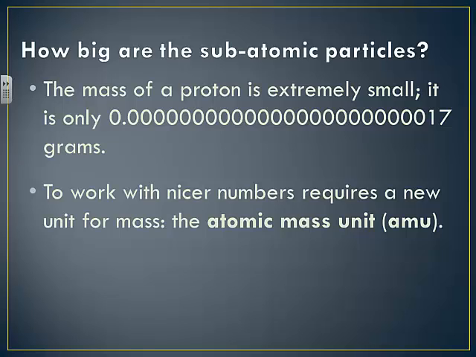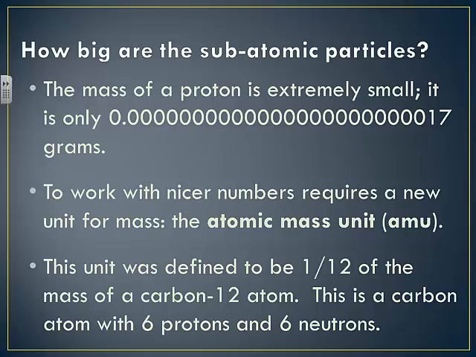The mass of a proton is very small. It's that number there, which is 1.7 times 10 to the negative 24 of a single gram. So it's extremely small. To work with a nicer number, we're not going to work with grams when we talk about atoms. We need a different unit, so we're going to use the atomic mass unit. That's abbreviated AMU. This unit was defined to be 1/12 of the mass of a carbon-12 atom. Now this is a carbon atom that has 6 protons and 6 neutrons. That's why it's called carbon-12.